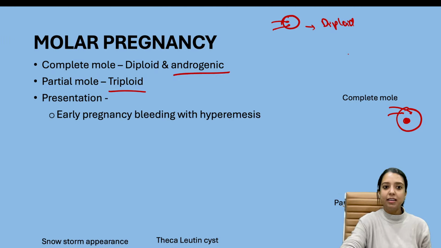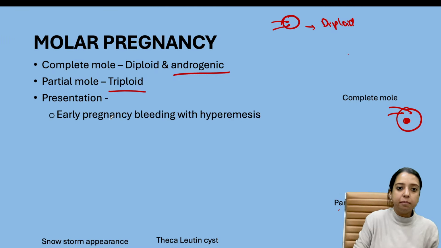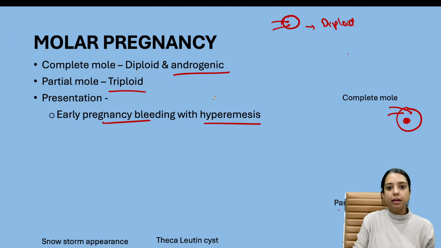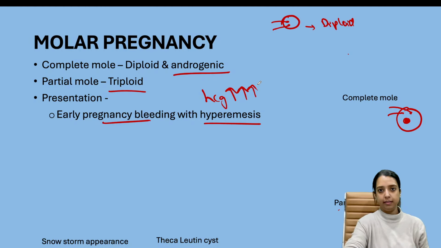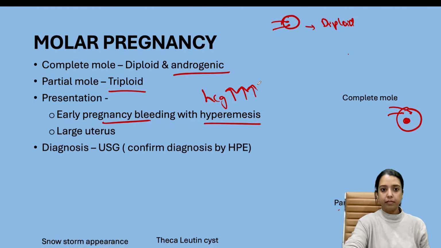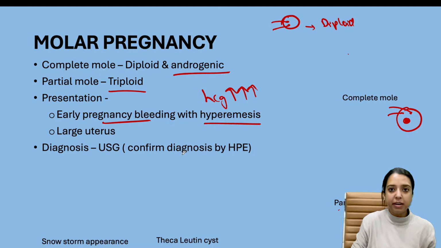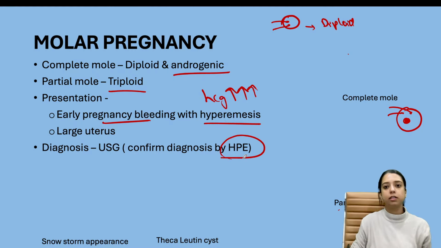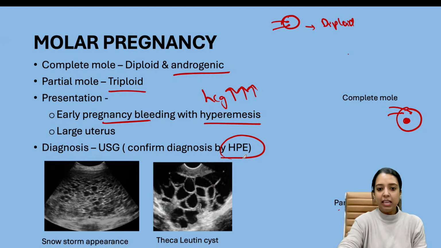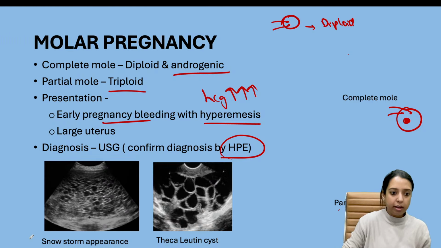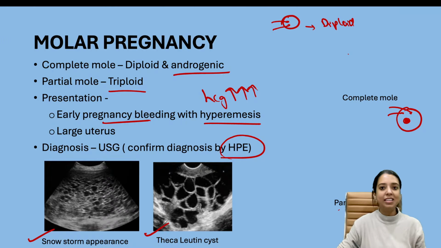How does the patient present? Patient presents with pregnancy and bleeding and hyperemesis. Why hyperemesis? Because HCG is very high, very high. Okay? How do you diagnose? The confirmatory diagnosis is by histopathology. Though ultrasound shows you snowstorm appearance and theca lutein cyst. So if the question gives you snowstorm appearance and theca lutein cyst, that is the molar pregnancy. Okay?